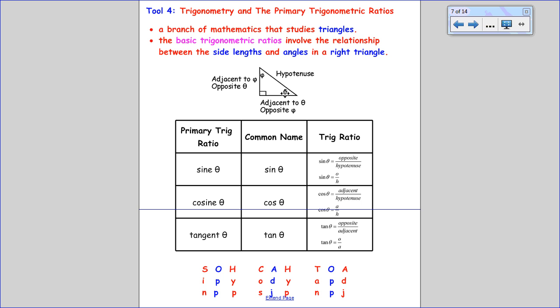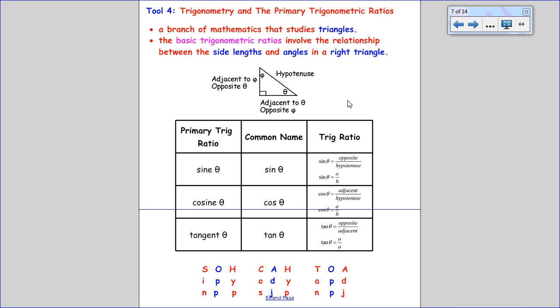So if I look at this angle here, theta, it's opposite this side over here. But this side here that's creating that angle is the adjacent side to it. And this angle here, phi, its opposite side is over here, but its adjacent side is right here. The only part that didn't change was the hypotenuse, because the hypotenuse is always opposite the right angle.